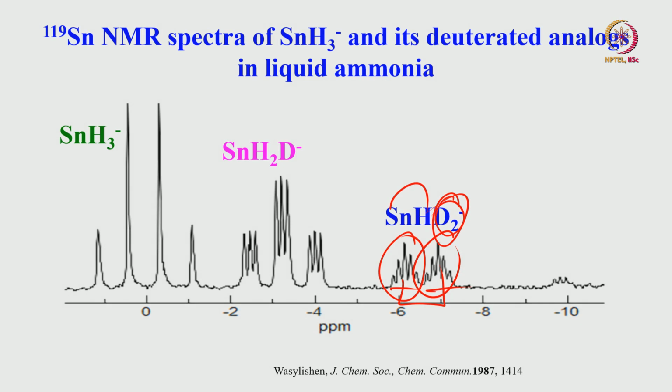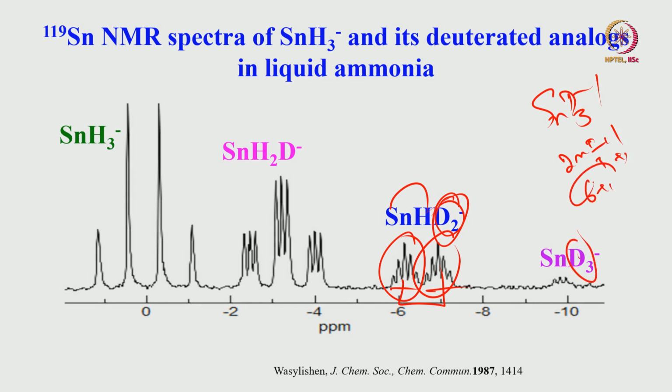We could analyze what is the next possible isotopomer, or next analog of this molecule? Next is SnD3, no proton at all. Then how many peaks do you expect? Put it into your equation, 2nI plus 1. So I is equal to 1. So 2 into 3 deuterium, 6 plus 1, there should be 7 lines here.